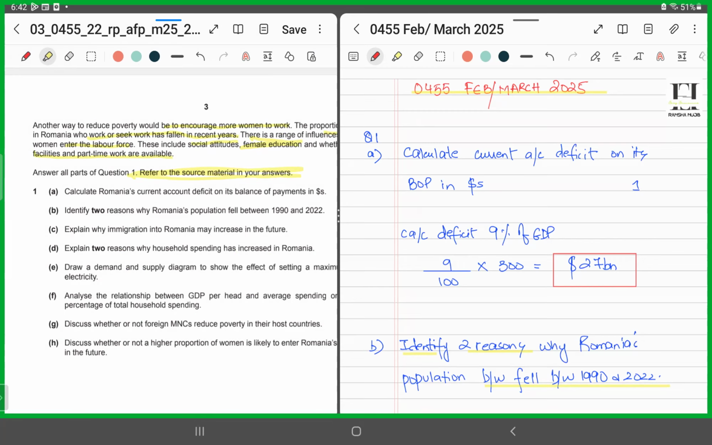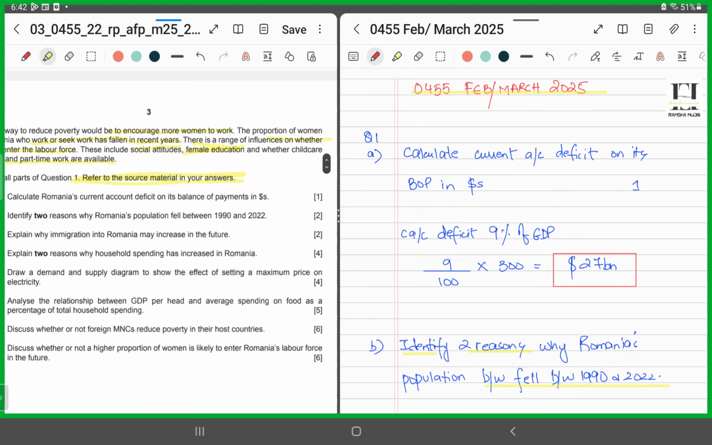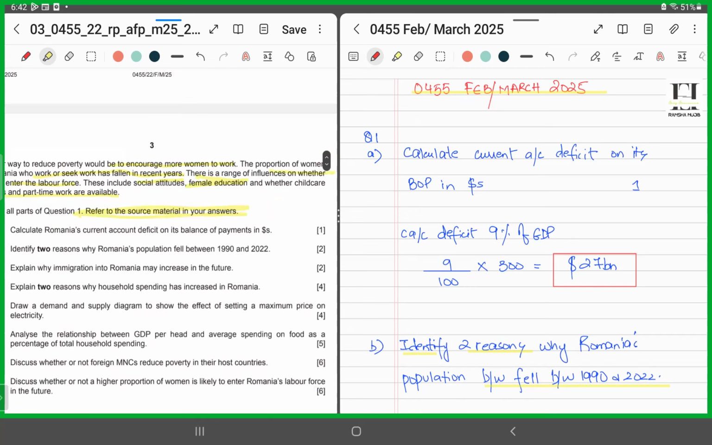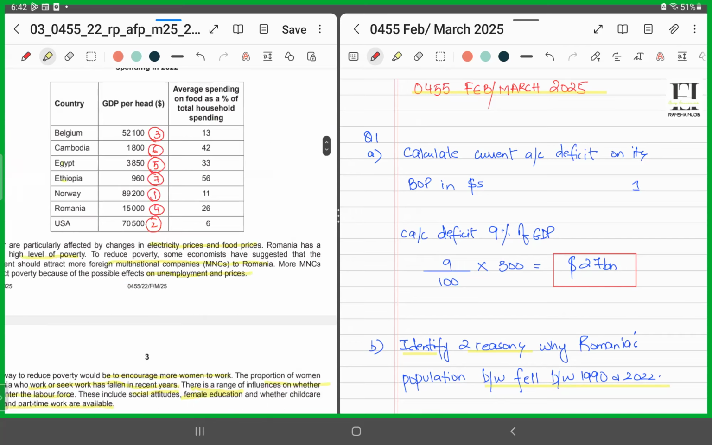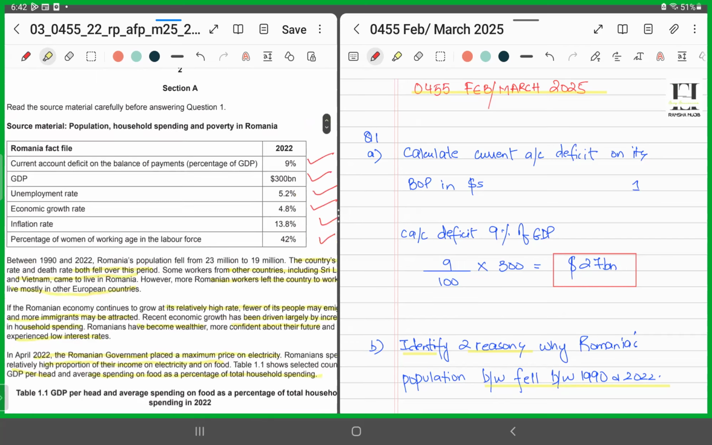All right. Part A asks us to calculate Romania's current account deficit on its balance of payments in dollars. It's a 1-mark question. So what you need to do is calculate the current account deficit, right? Now, how did I extract the information? Where did I get that from? See, the very first table, which yielded us Romania's fact file, gave us the percentage of GDP that stood as the current account deficit on the balance of payments, which was 9%. So 9% of what? Of GDP.